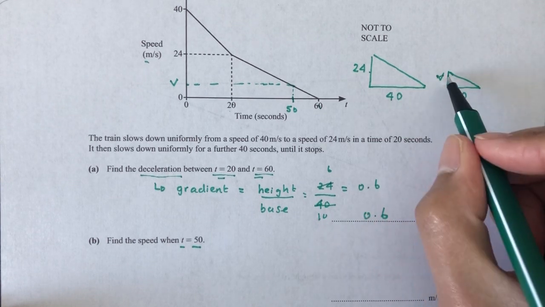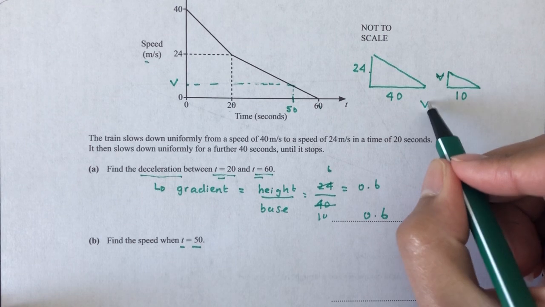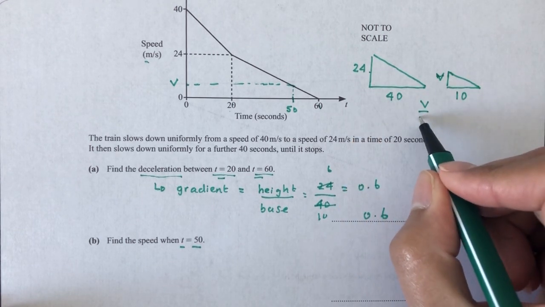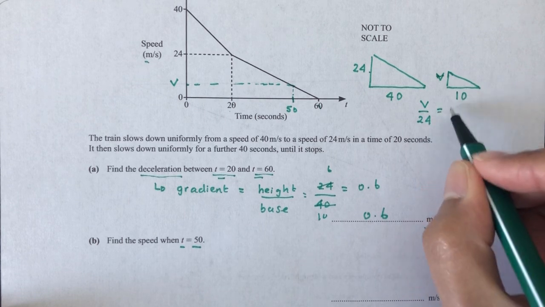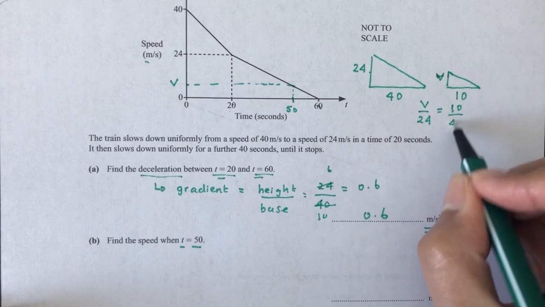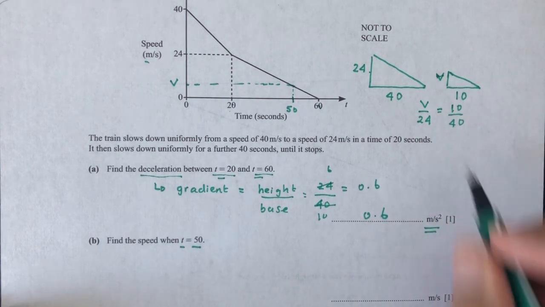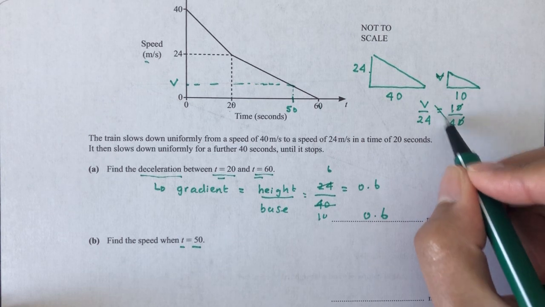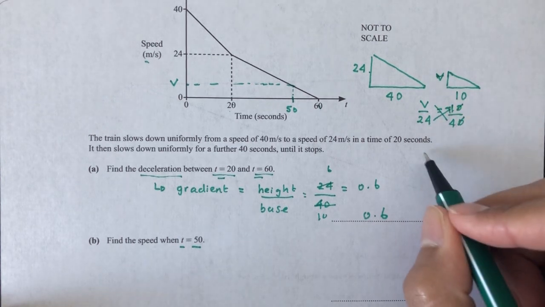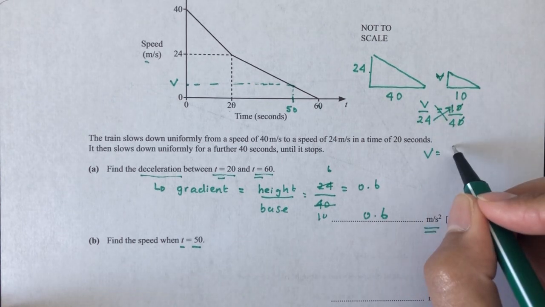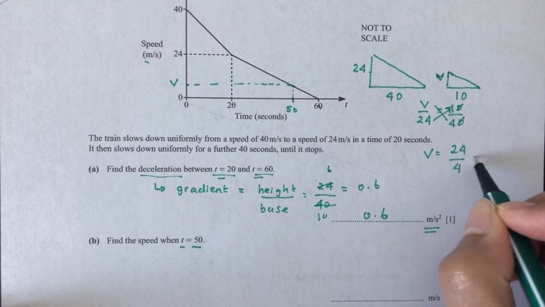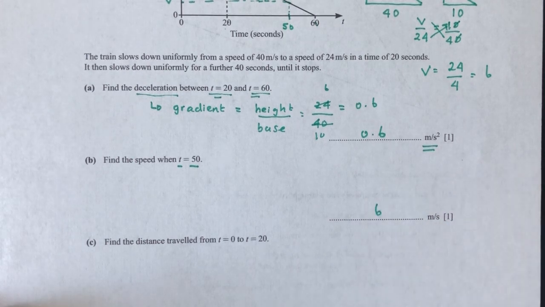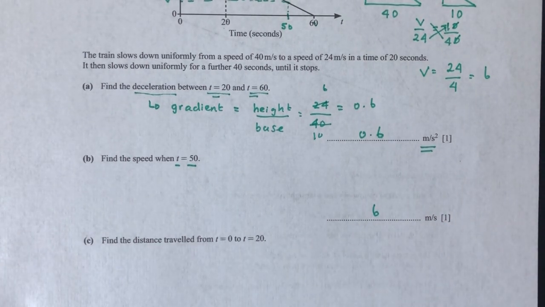So we can use V over 24 equal to 10 over 40. So find the value of V. We cross multiply, we have V equal to 24 divided by 4, which is 6. So the value of the speed will be 6 meters per second for part B.